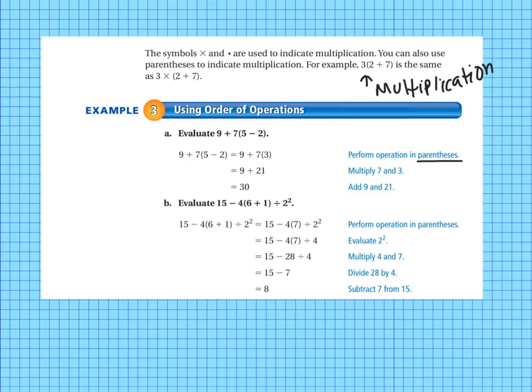We don't have anything. And then we look for multiplication or division, and we multiply the 7 times 3, because we've got the 7 just parked outside those parentheses. So 7 times 3 equals 21, and then we add the 9 to it. 9 plus 21 equals 30.